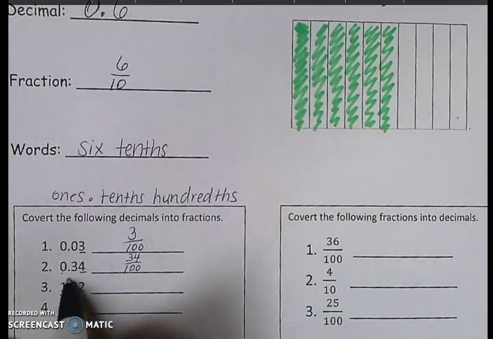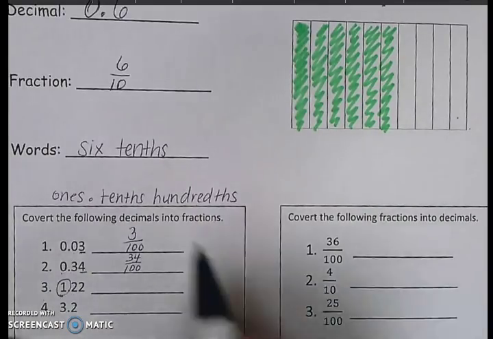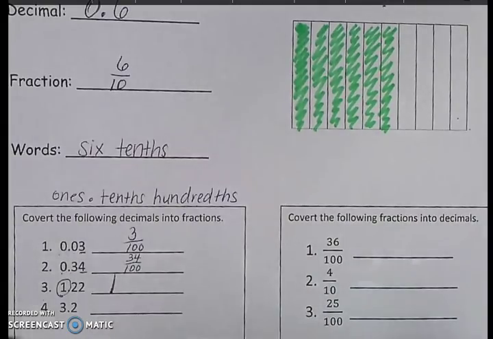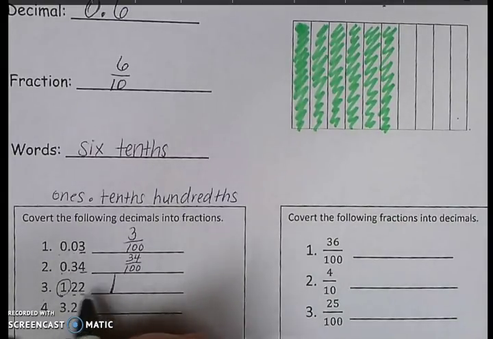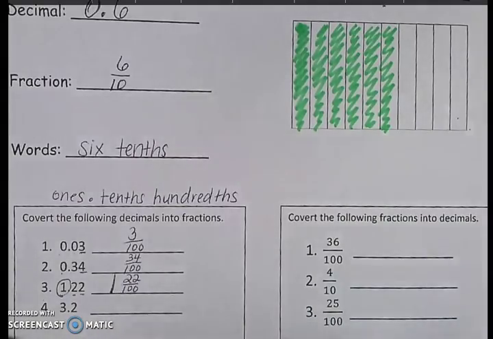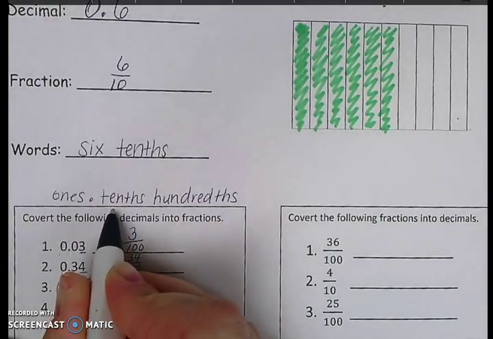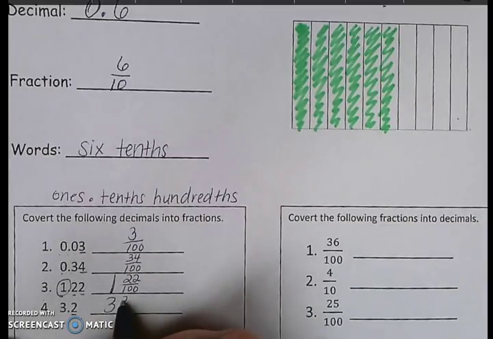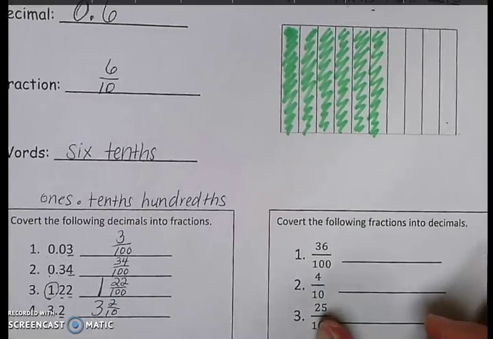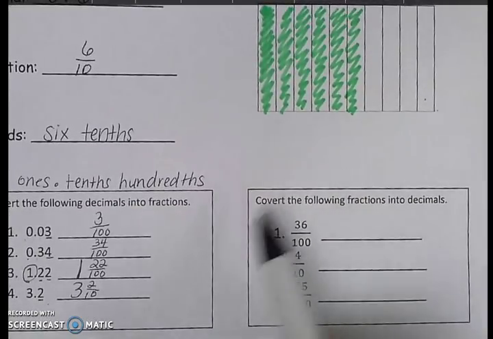Number 3, I've got 1 as my whole number here. 1 is in the 1 spot, so 1 is my whole number. I've got tenths, hundredths, so I've got another hundredth here, and I've got 22. So 1 and 22 hundredths. Number 4, I've got 3 as my whole number. 2 is in the tenths place, so 3 and 2 tenths. 3 and 2 tenths. Okay?